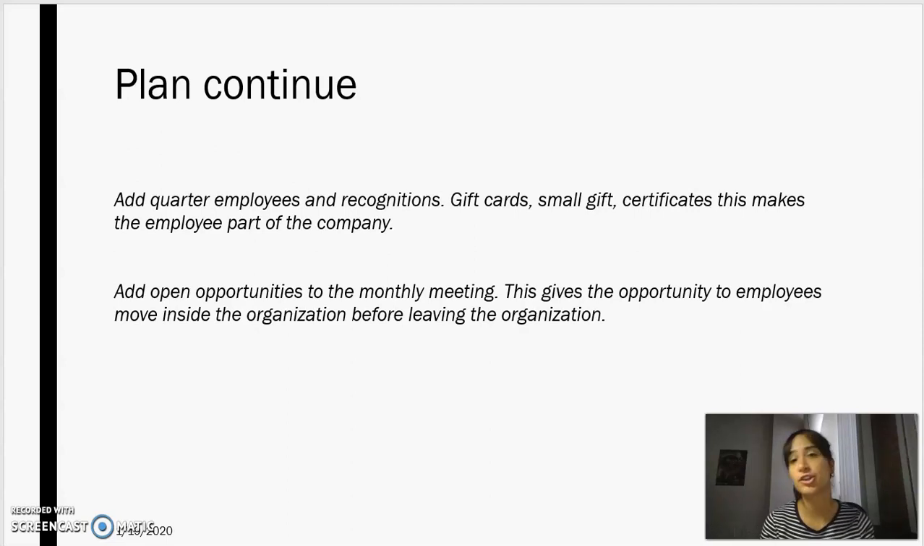So if there is a leadership role, a team lead role, or a technical role, they let them know prior to opening the position so they can apply or be considered for it. That way management also knows that the employee wants to grow inside the company, so they make an extra effort to retain that talent, right?